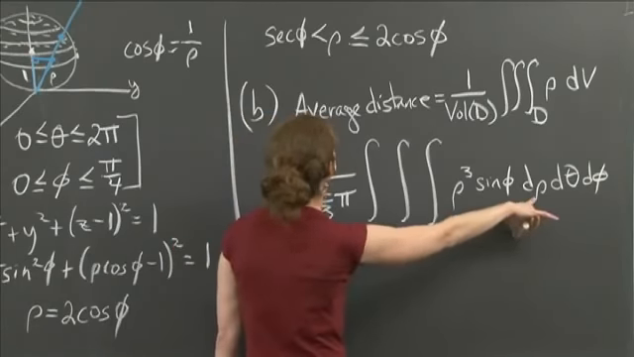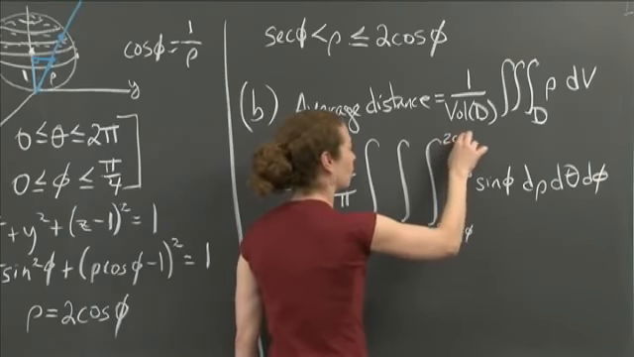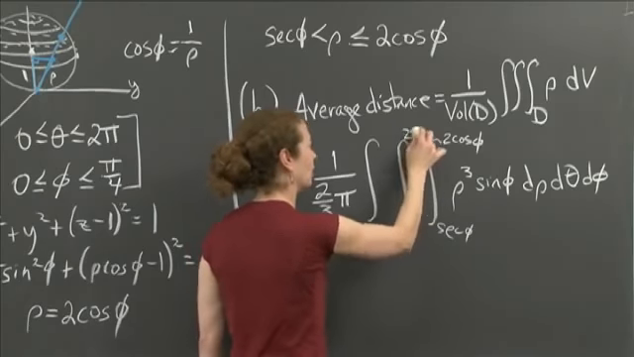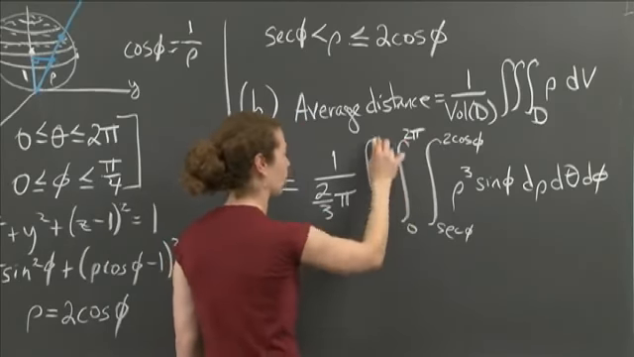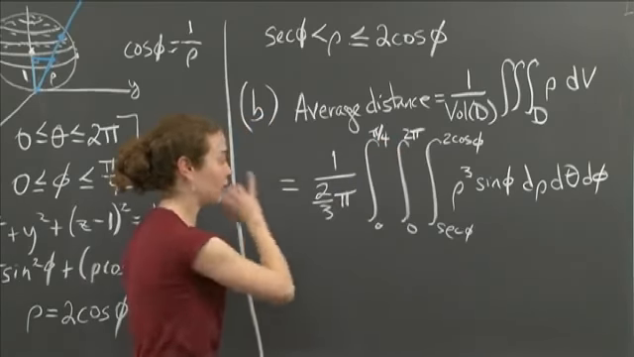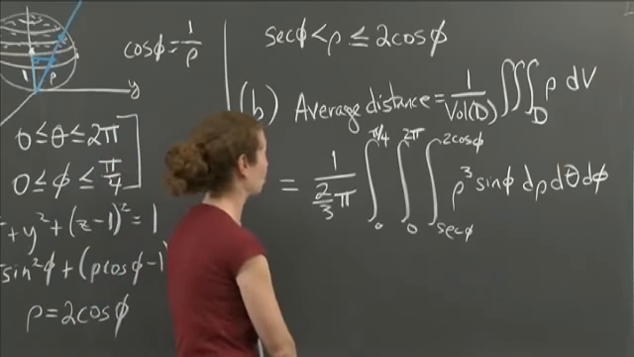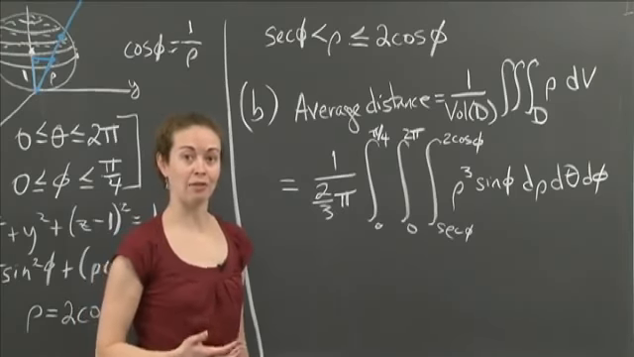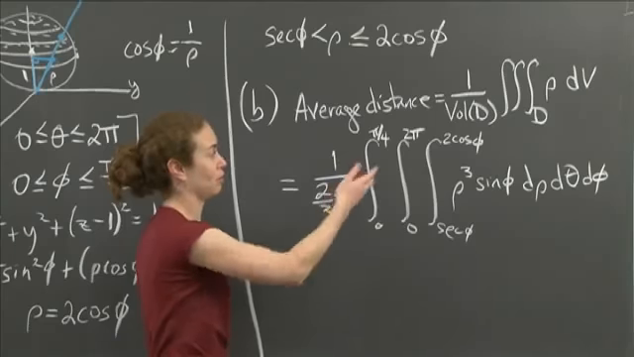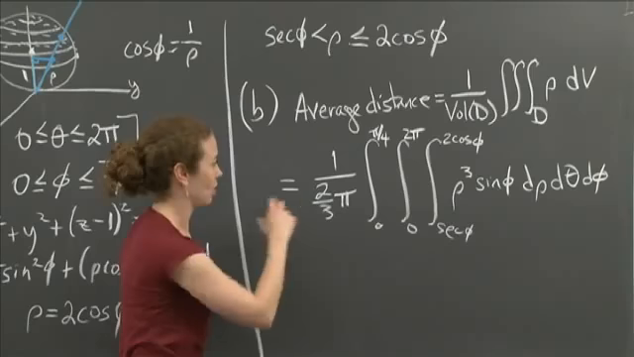Now d rho, I know the bounds are secant phi to 2 cosine phi. D theta, my bounds are 0 to 2 pi. And d phi, my bounds were 0 to pi over 4. And so that actually, I didn't make you evaluate it, I'm just making you set it up. That actually is the solution we wanted for part B. I wanted to average the distance from any point in D to the origin. So I just took the average value of the function rho over that region D. And so that's how you finish that up.